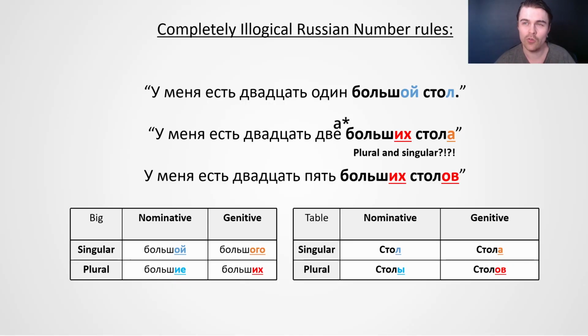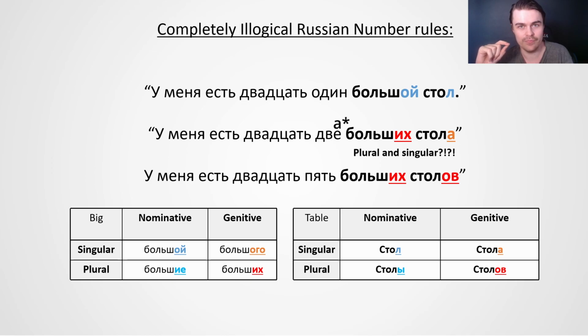You get used to it eventually, but the thing you definitely do not want to do is use an adjective, because using an adjective breaks the language even more. So say you want to say, I have 21 big tables, right? You've got to say, у меня есть 21 один большой стол, which again is a single table somehow. I have 21 big table, singular.